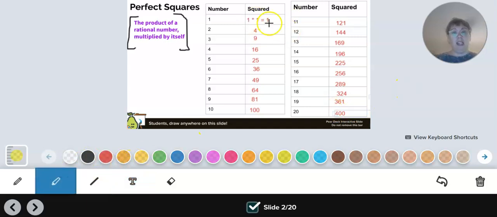So these lists, these numbers, are our perfect squares. So we're going to see them in some polynomials, and we're going to want to be able to identify that they are a perfect square and then know how to take the square root of them. So I just want you to make this list, have this handy as we're working throughout this lesson. Push ahead to slide 3.